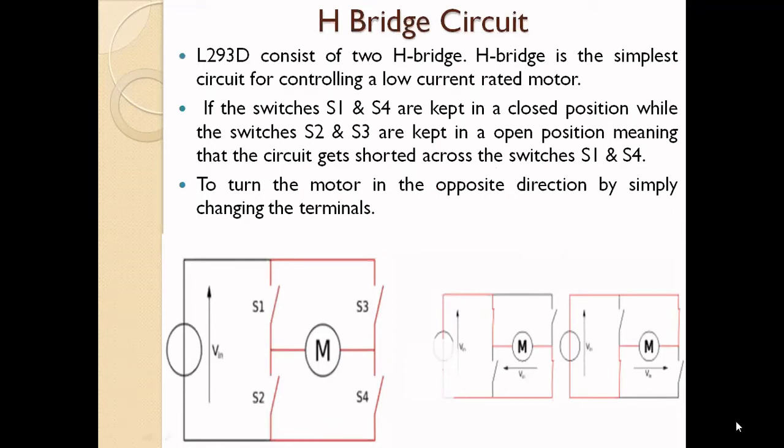Here we have 2 motors. This is motor 1 and this is motor 2. Enable 1 and 2 are used to control motor 1. Enable 3 and 4 are used to control motor 2. So there are 4 switches: 1, 2, 3 and 4.